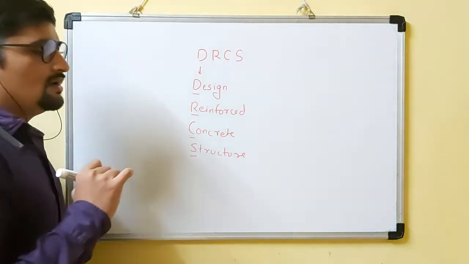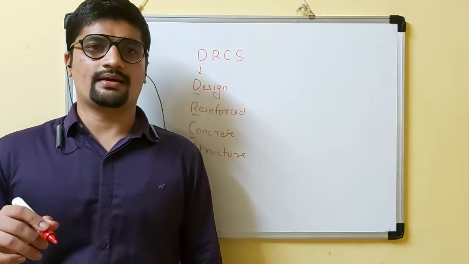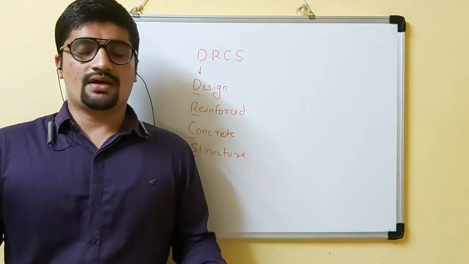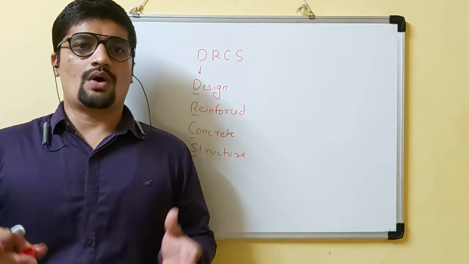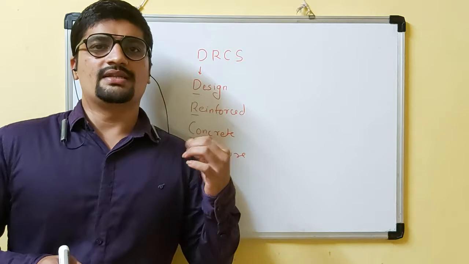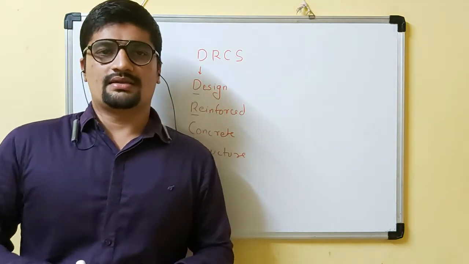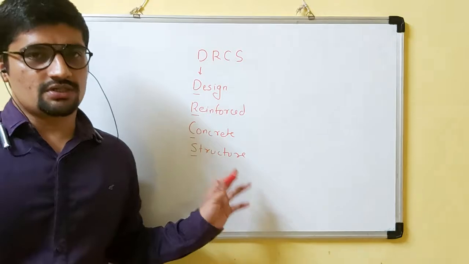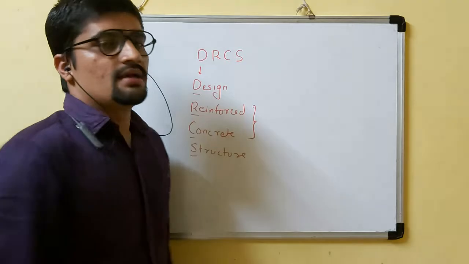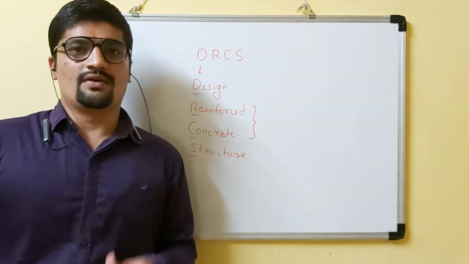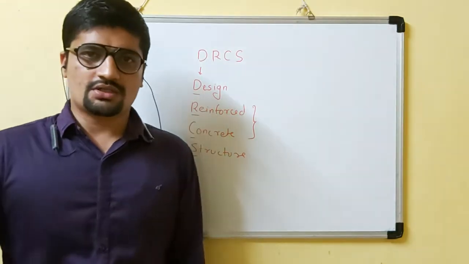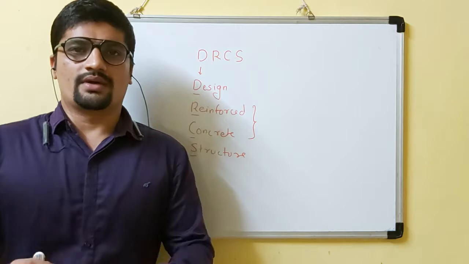DRCS means how we are designing our building, how we are constructing the building or any mall or any type of structure which we will study in this topic. DRCS, design reinforced concrete structure. The design is to be done by reinforced concrete. That's why it is known as design reinforced concrete structure. There are two types of structure: design in steel structure and design in reinforced concrete structure.